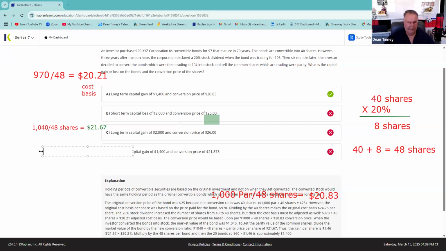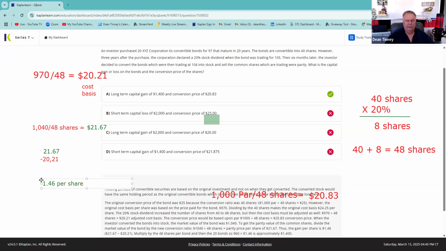And so now I have my sales proceeds minus my cost basis. And it looks like I made some money. It looks like I'm a happy camper here, right? If I take those two numbers, 21.67 minus 20.21, it looks like I made $1.46 per share. Put that in green.